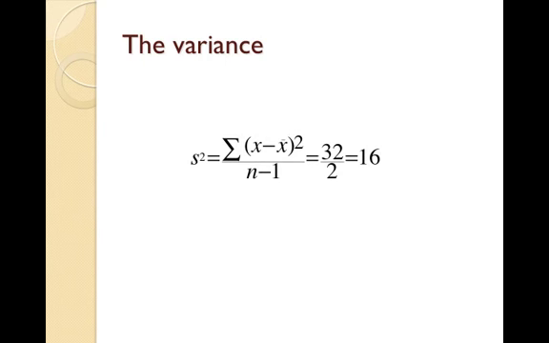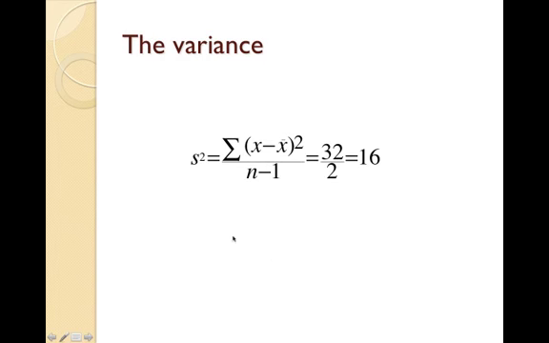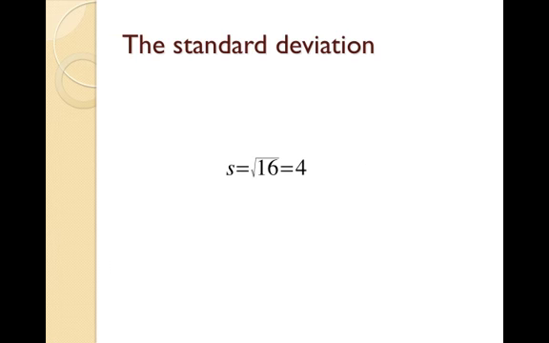Now, we're going to find the variance along the way before we find the standard deviation. The variance is S squared, and it's going to be the sum of the X minus X bar squared. We figured that out. That's what this is right here. We found each of these values and we added them up. Then we're going to divide by n minus 1. N is 3, so 3 minus 1 is 2, and so we get 16. The standard deviation is just the square root of 16, and so it is 4.